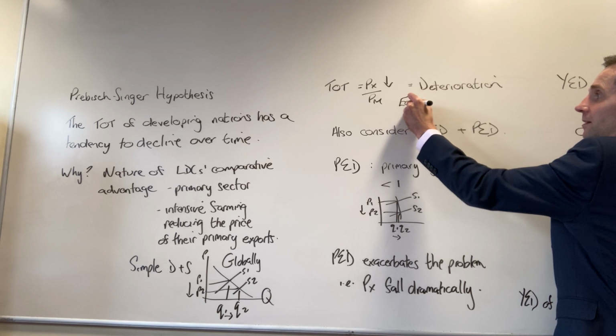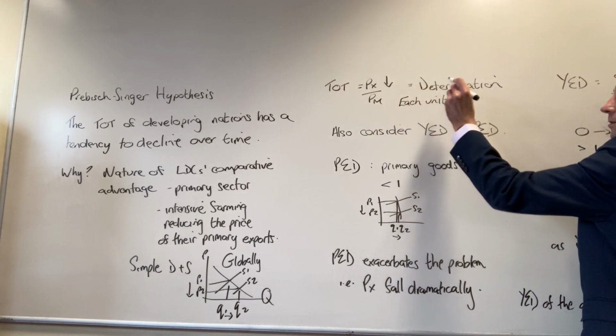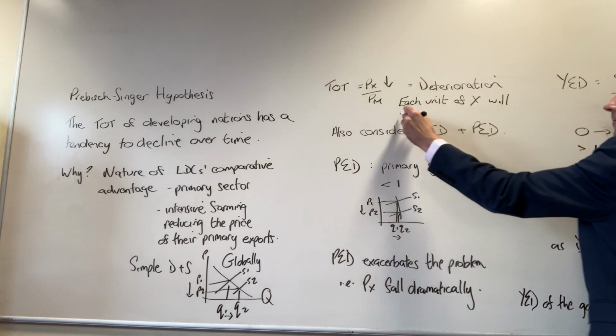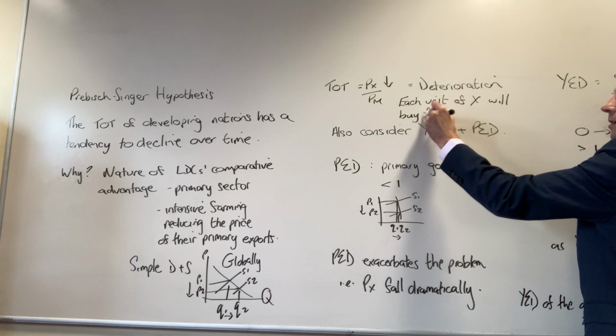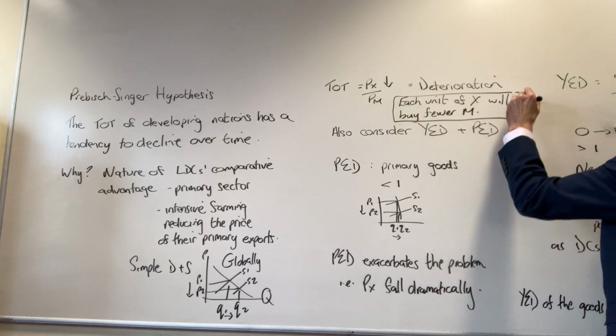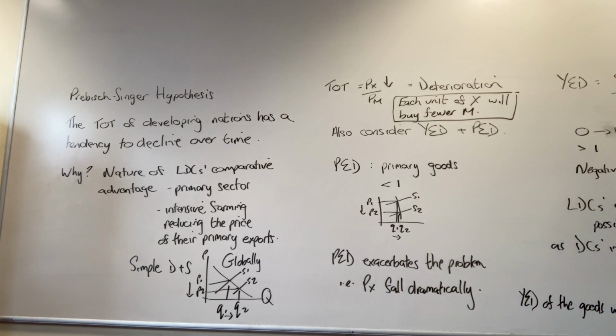Does that not sort of conflict with the trade balance though? Hang on. So each unit of X will buy fewer M. And therefore, if you are importing capital goods to develop, to build the schools, to build the hospitals, to build the roads, to build the railways, to build the airports, to build all of these things, that will become increasingly problematic if the thing that you are selling on global markets is becoming worth less and less and less and less.